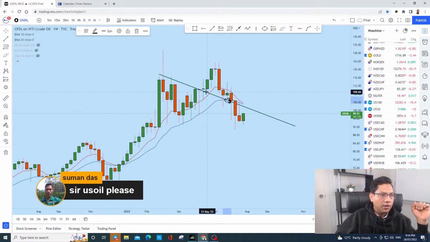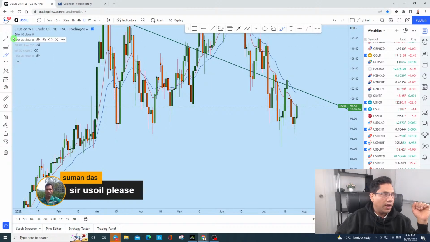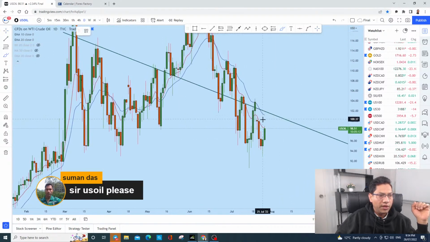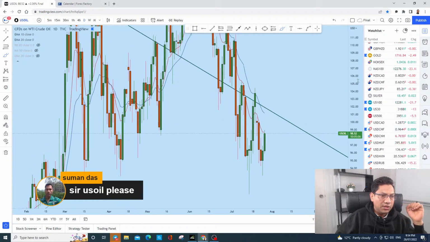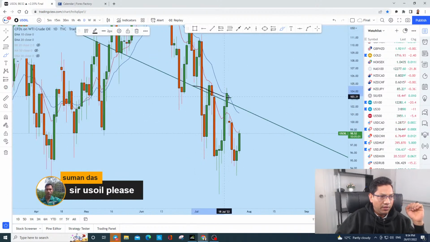Okay, and that support now can act as resistance, and then we could see a possible drop from the zone. Looking at the daily now, this is where I'm waiting for US oil to hit this daily 20 period moving average. You can see that this is the daily 20 period moving average, and from this daily 20 period moving average, there is a level that we can expect.